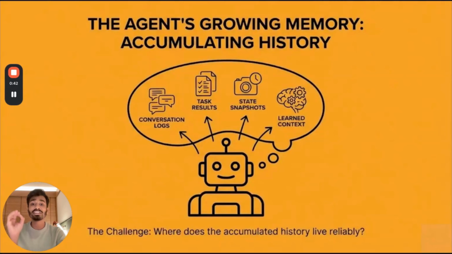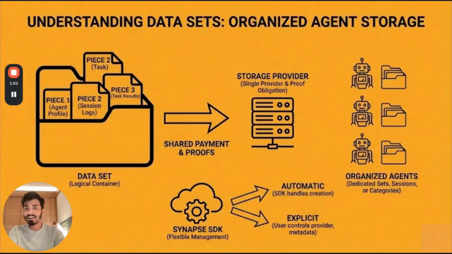The Filecoin Onchain Cloud gives you exactly this, a way to organize this kind of AI agent data. And once you understand how datasets and metadata work, you will see how to build agent memory that's both queryable and verifiable. A dataset is basically a container.